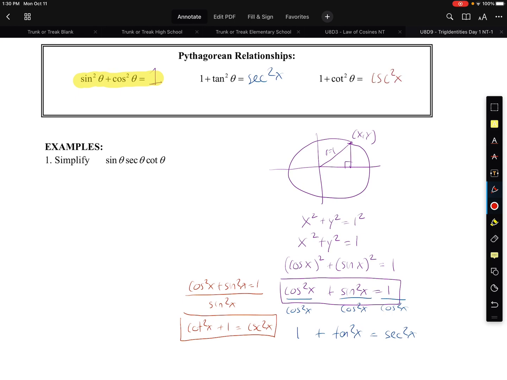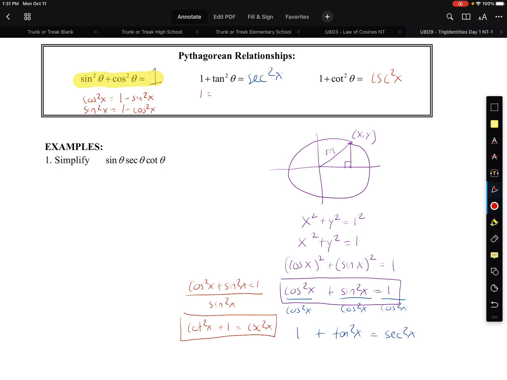Alright, so there's a third formula setup. Now, even within these, we have a few other setups. So like over here, we could have cos squared x equals 1 minus sine squared x. Sine squared x equals 1 minus cos squared x. So those would be variations off of that original setup.